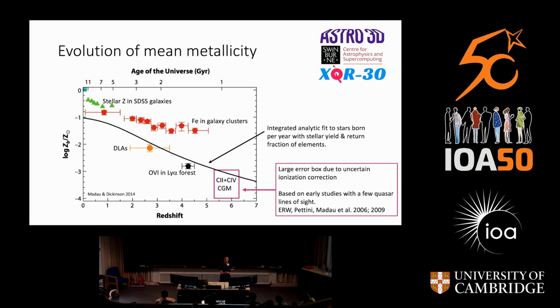Galaxies are biased tracers of metals, and they sit above the mean metallicity line. So SDSS galaxies, iron in galaxy clusters, all sit above the mean.